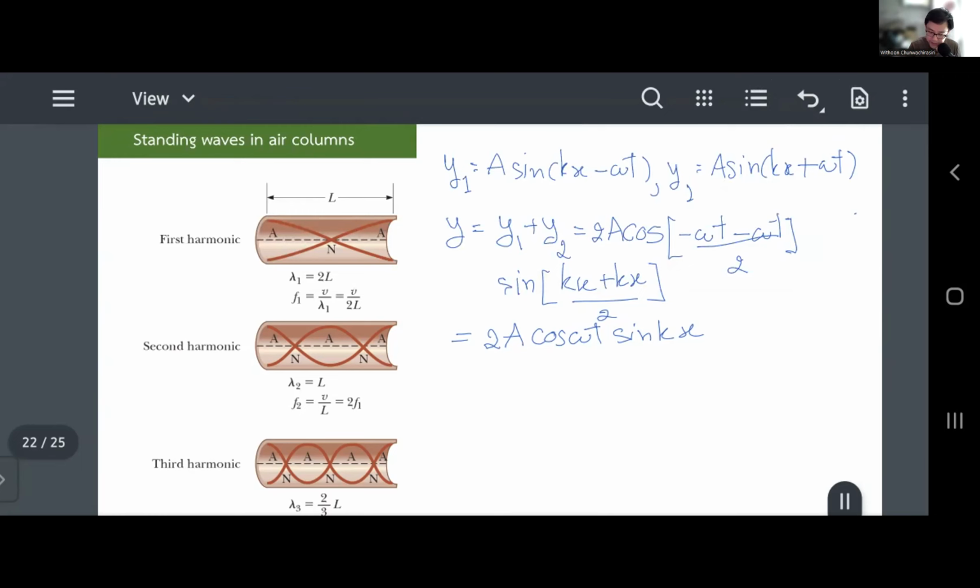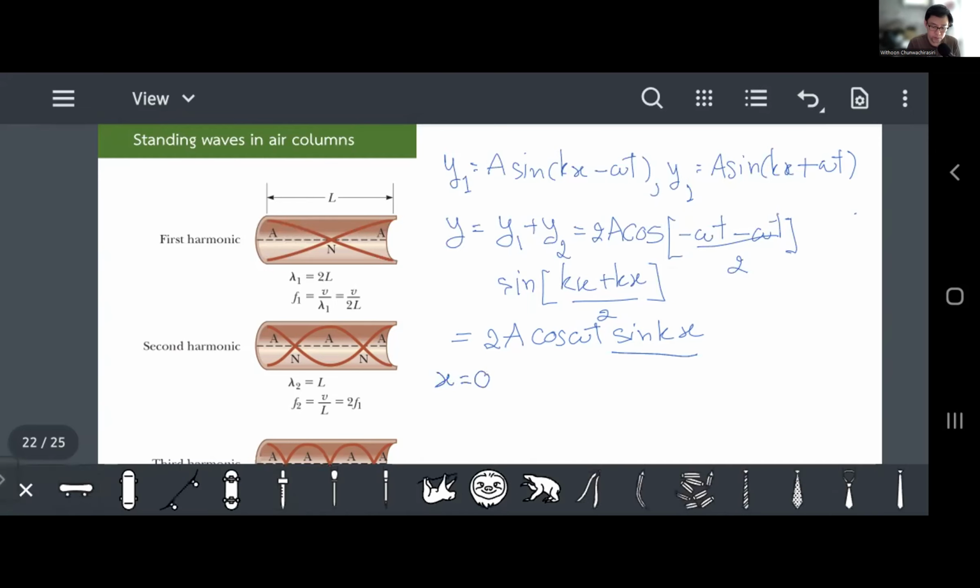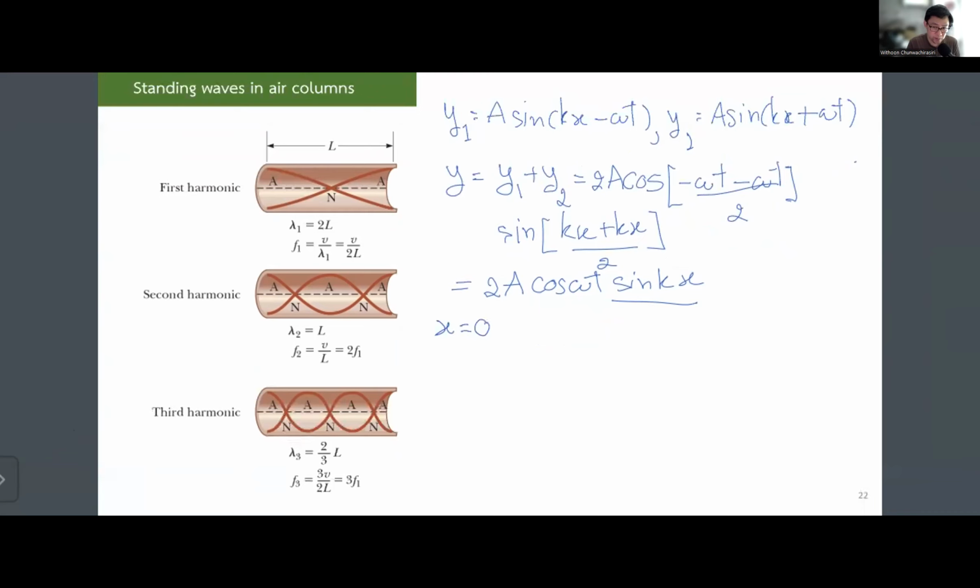you are seeing this kx term. And we do this all the time, at x equal to 0. At x equal to 0, how come your wave function goes to 0? Because it's sine 0. So what does it mean? It means at this position of x equal to 0, the element inside the medium at this position will not move.